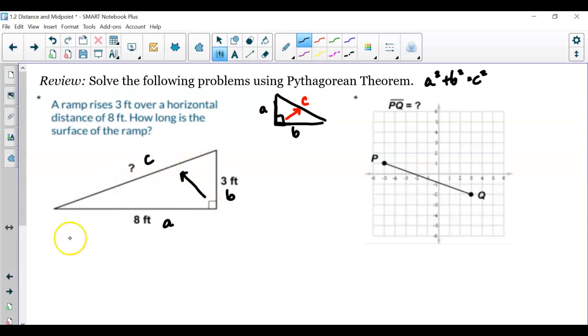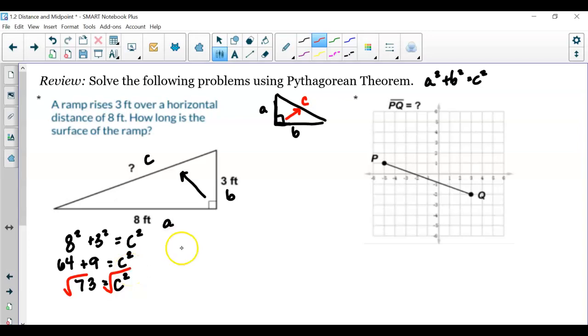So you have 8 squared plus 3 squared is equal to C squared. So this is what you were supposed to solve here, which you have 64 plus 9 is equal to C squared. So I've got 73. But then always here, it's C squared. So now take the square root. And then we'll turn this into a decimal. So C is approximately 8.5 feet.